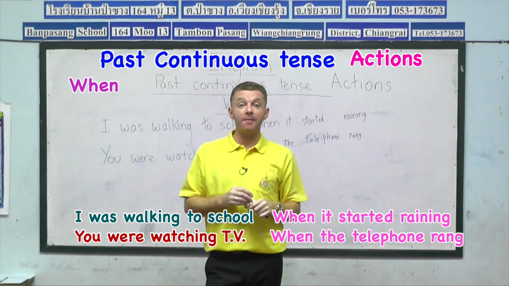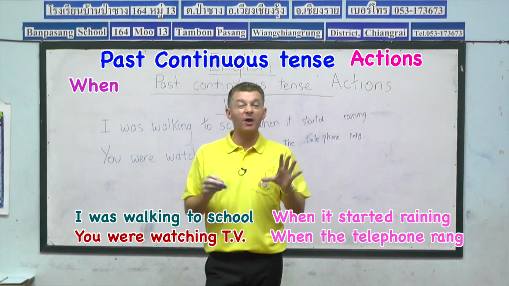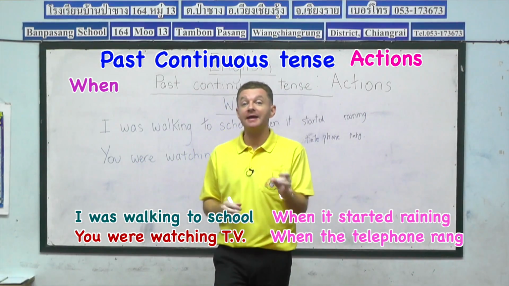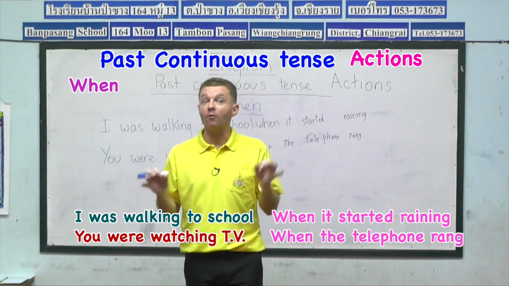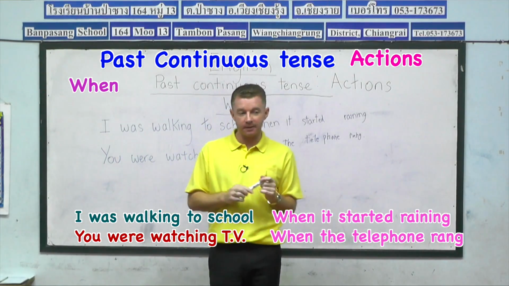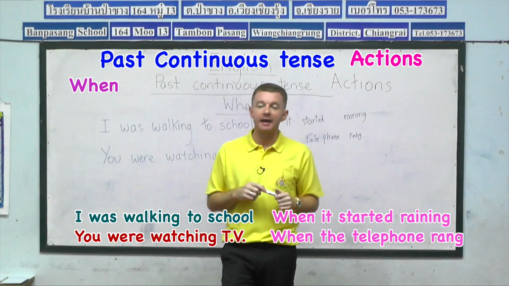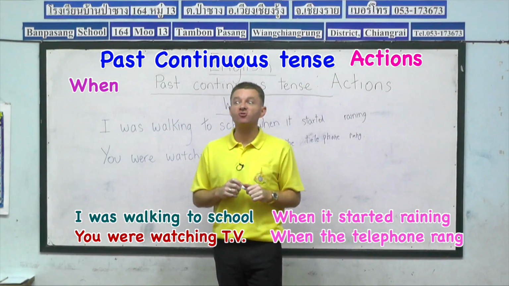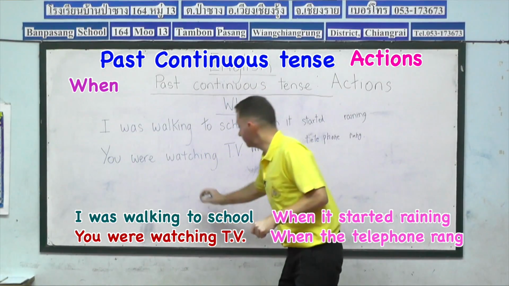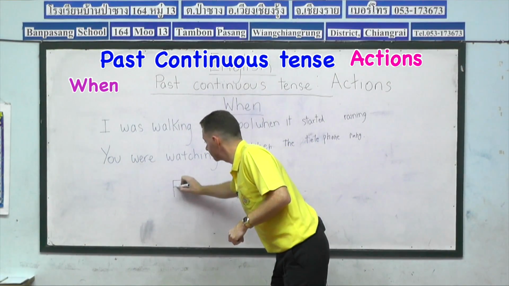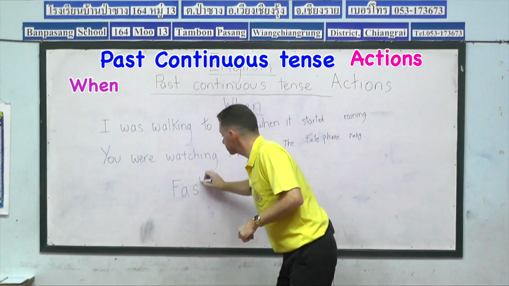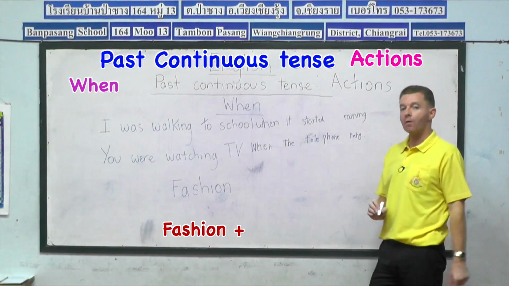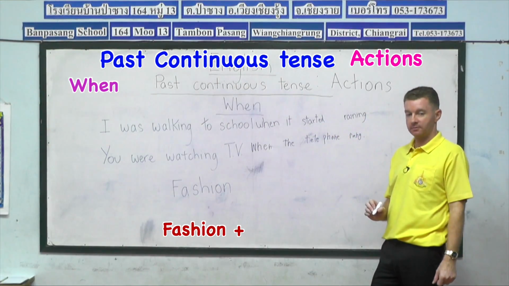Now that was a recap of the previous lesson. And we're going to leave the past continuous tense now, and we're going to move on and learn how to practice the spelling of two sounds that are very similar. For example, guys, can we say the word fashion? Fashion. Okay, fashion, F-A-S-H-I-O-N. One more time, fashion.